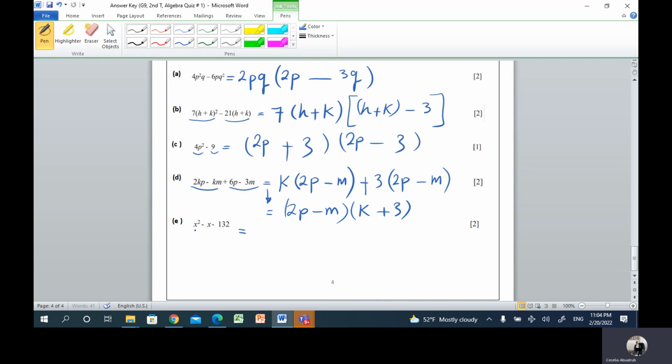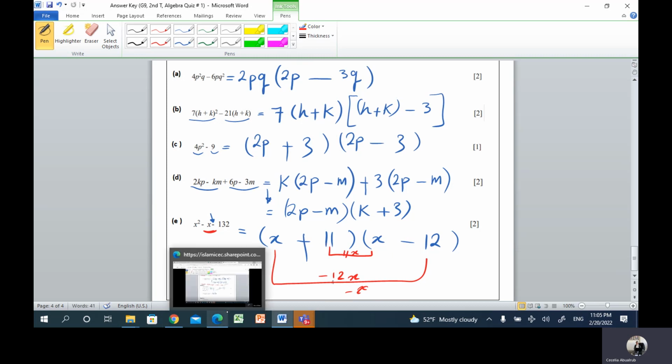Here, it is written as ax squared plus bx plus c. So we're going to open two brackets, since the c is carrying the negative sign, so the first bracket will be positive and the second will be negative. The first term x squared, so it's x times x, and 132, it's 11 times 12. The 12 will be here, and the 11 is here, because if we check on the middle term, this one is negative 12x, and this one is 11x. So 12x plus negative 12x, the answer will be negative x, which is the middle term. And that's why we chose 11 times 12.